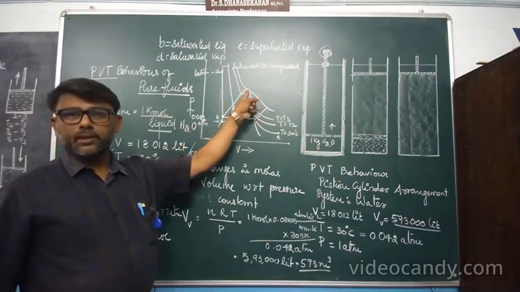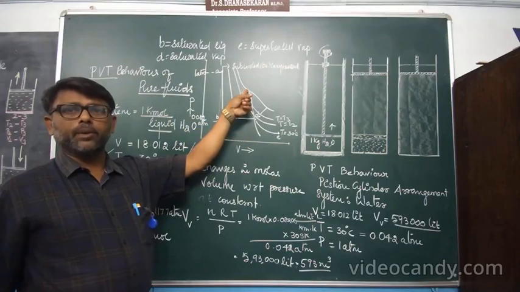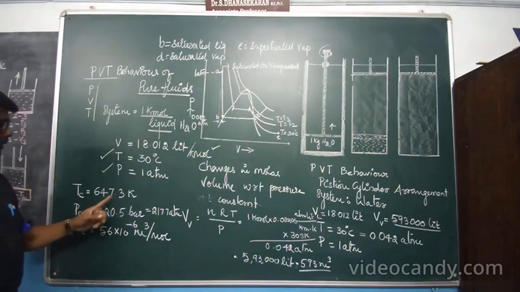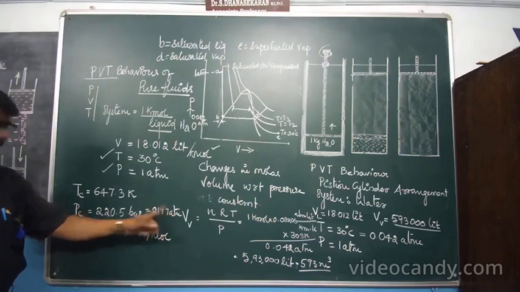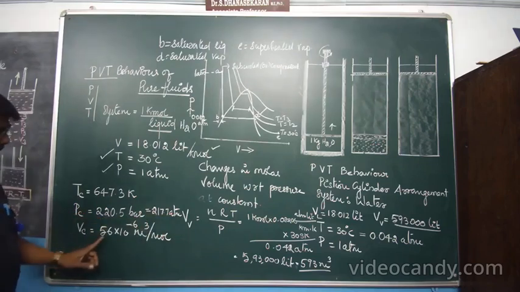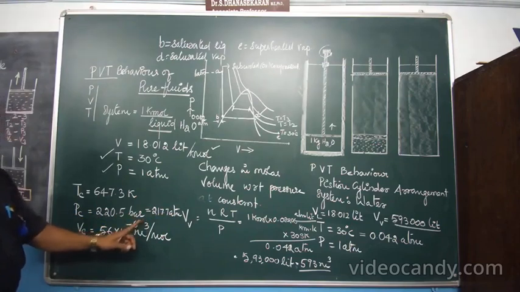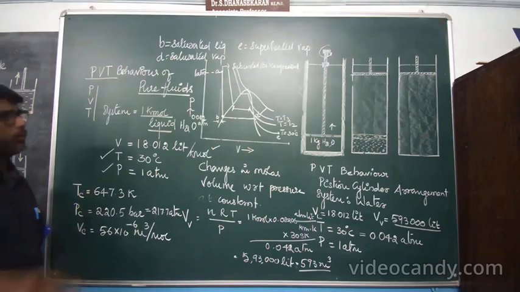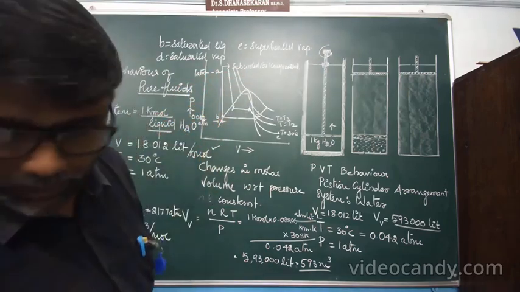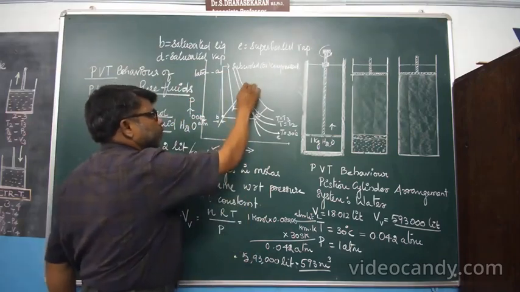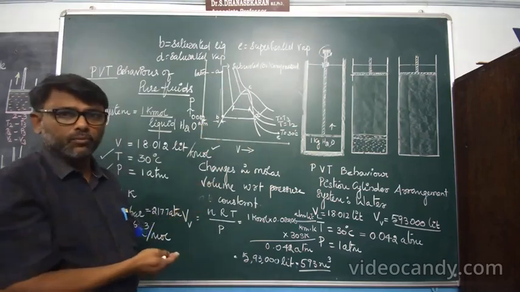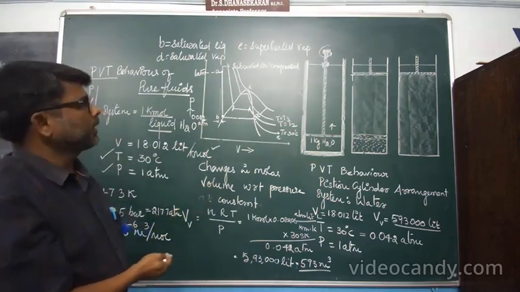At the critical condition, when temperature is 647.3 degrees Kelvin and pressure is 217.7 atmosphere, the critical volume will be 56 into 10 to the power of minus 6 meter cube per mole. These are the critical properties, the properties of a substance at critical point C. At this point, there are no discontinuities. Okay.